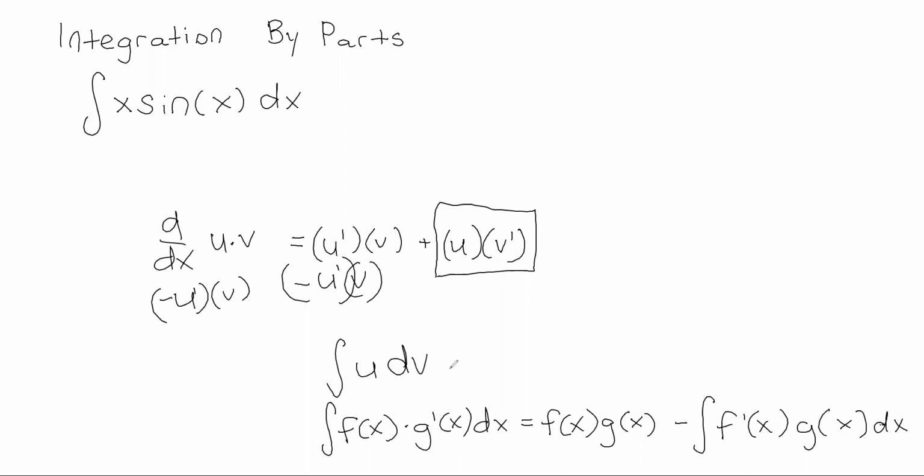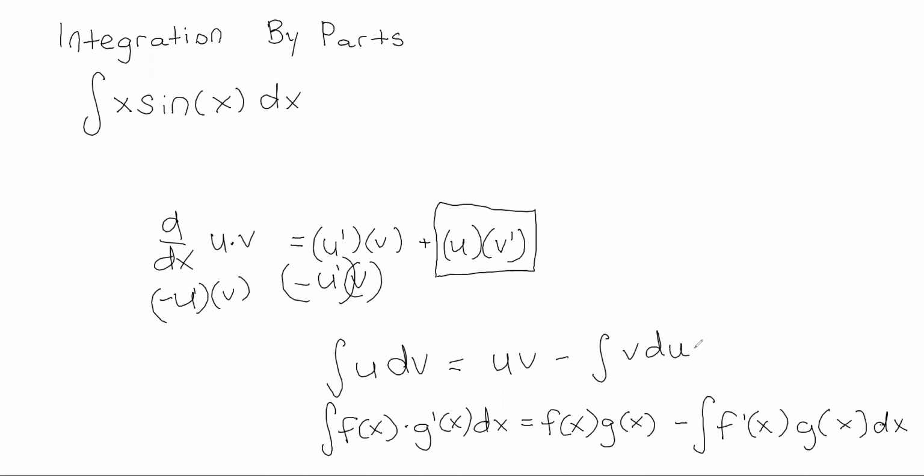We have uv equals, no, not uv, sorry. I was saying uv, but I meant to say udv. The integral of udv equals u times v minus the integral of v du.